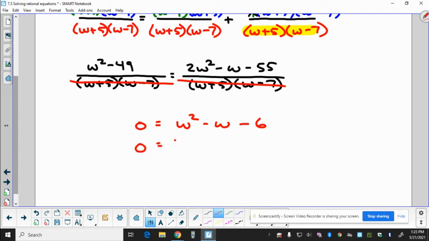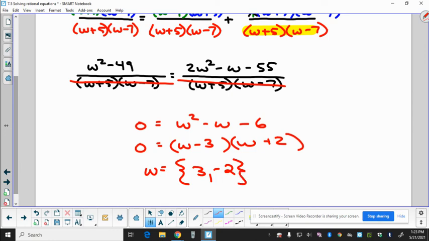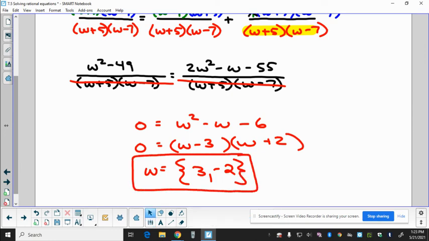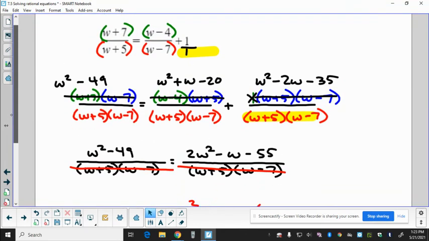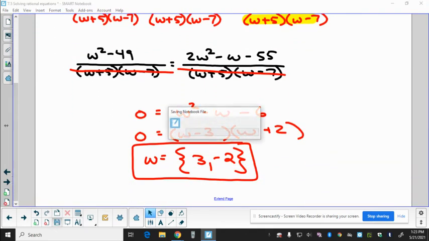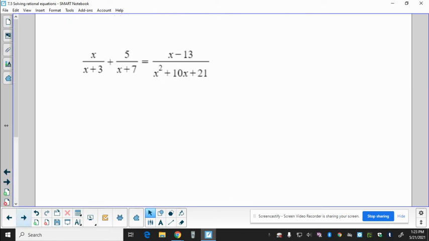Let's see if we can factor this. I believe we can. 3 and negative 2. Let's look at the original problems here. Okay, just double checking to make sure that those actually work, and they do. Go on to the next one. This may be our last. This is the last problem.